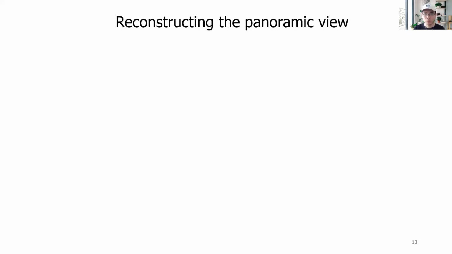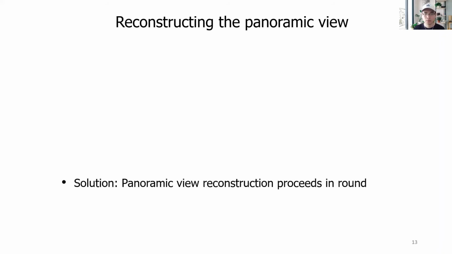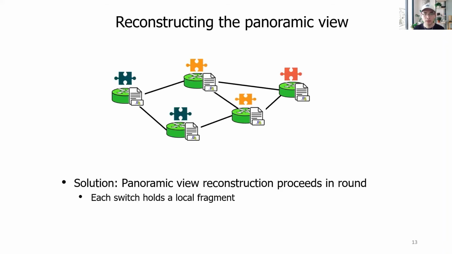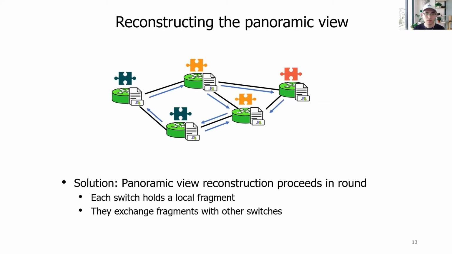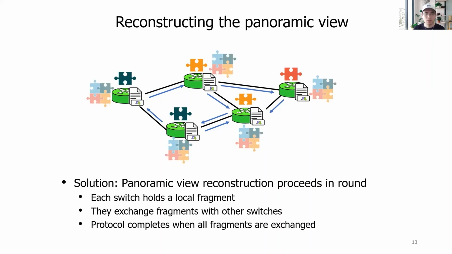Our next question is to reconstruct the complete panoramic view. Our solution is to reconstruct the panoramic variables using a distributed protocol. Concretely, in the first step, each switch will extract the local fragment using the local switch P4 programs. Then they will exchange the fragments with their neighbors. And the neighbors will merge the fragments received from others. The protocol will run several rounds, and the protocol can complete when all fragments are exchanged. At that point, all switches will have a complete panoramic view.